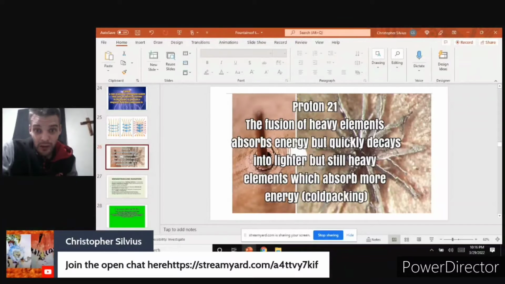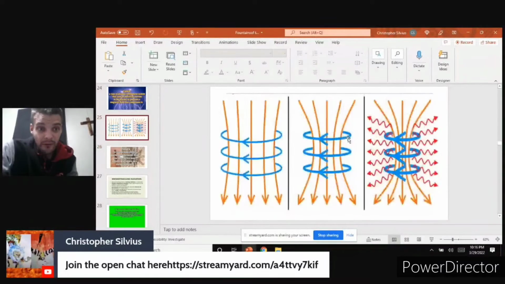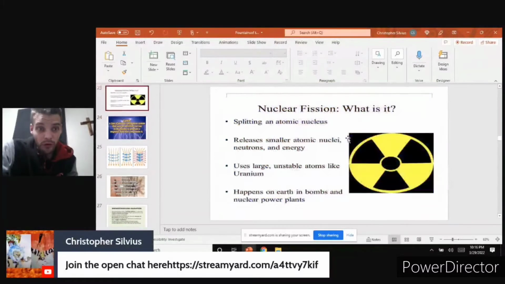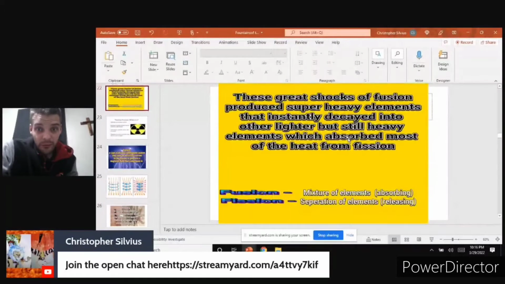So anytime you fuse an element, it absorbs energy. Anytime an element breaks apart, it releases energy. So if you can have the fusion of deuterium in this water, that can be another mechanism by which you can absorb all of the heat, which is going to be released from accelerated nuclear decay. So fusion, again, is a mixture of elements absorbing, and that would be to cool off. Okay, so it absorbs heat, and heat is released when those elements are separated.